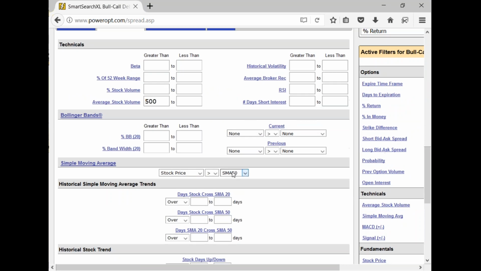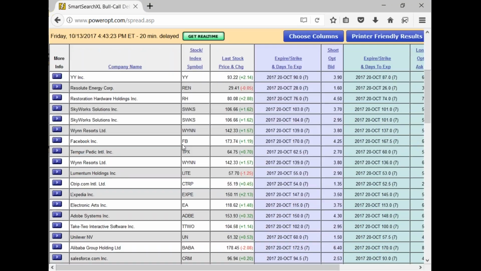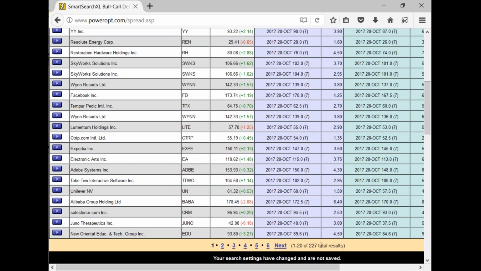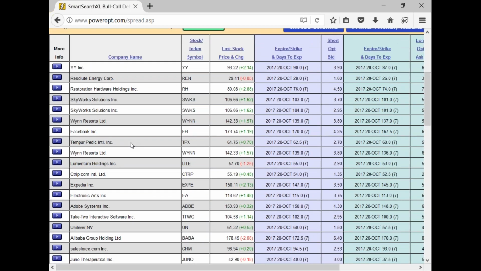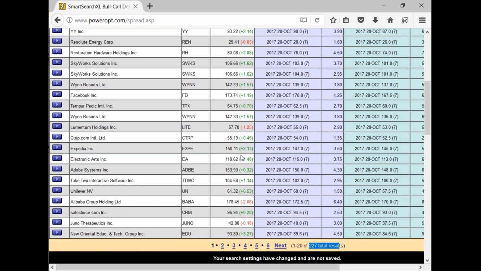And by the way, if I was using weeklies, I might use the SMA 20, but you can customize that any way you want to. There were 227 results, which is a little bit too much. 7 days out on the bull call debits for these particular positions. So Facebook came up, Lumentum, C-Trip, Expedia, EA Arts, still hovering around the 119, 120 range. Salesforce is there. Alibaba is there also. Okay? So just go into debit spreads, go into search, and then you can take a look at it.